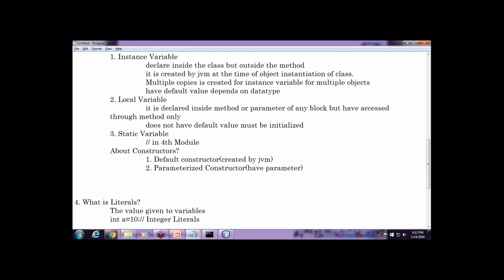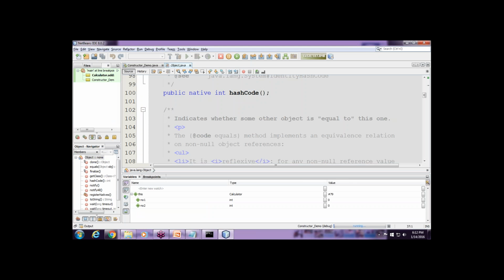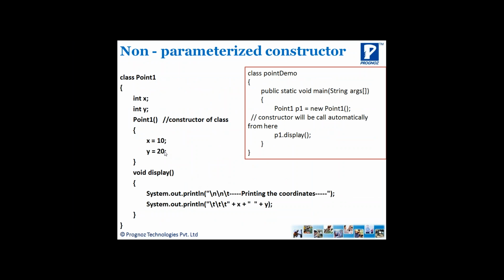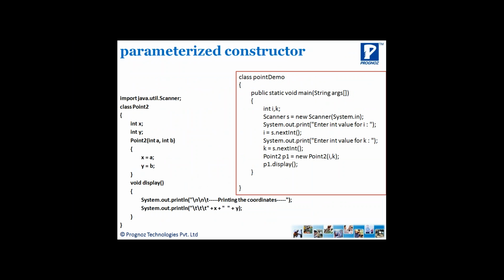Just go through the video again for what is parameterized and non-parameterized. A non-parameterized constructor does not have a parameter. In the video I showed you the slides, and in the slides you also get an example. If you want, I will pause for 2 minutes and you can see. This is the example of non-parameterized, and this is an example of parameterized. You can work out on this and check it afterwards.